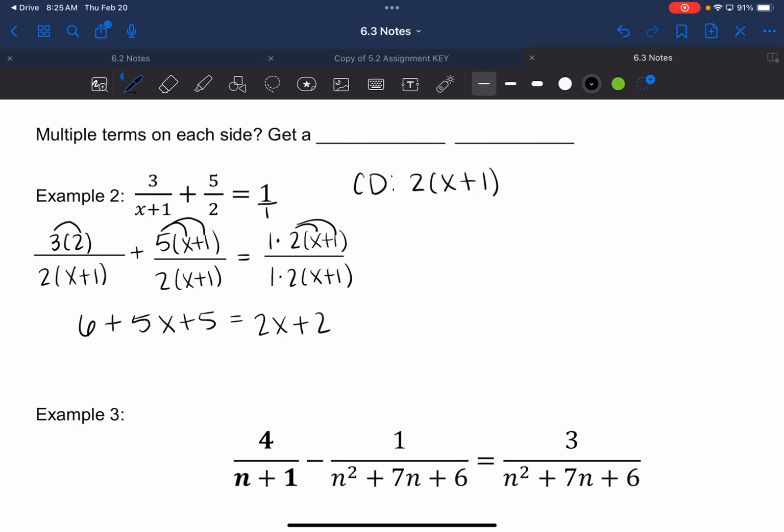And then I just would need to solve for x. All right, so we'd probably start with combining some like terms. Over here, I've got 6 and 5. So I should have 5x plus 11 equals 2x plus 2, right?